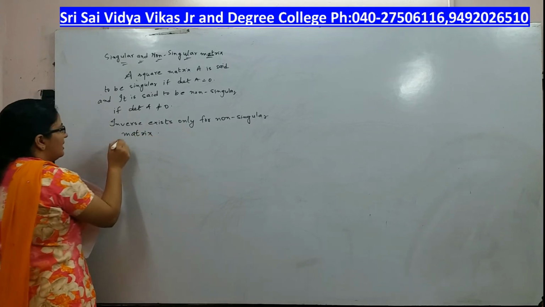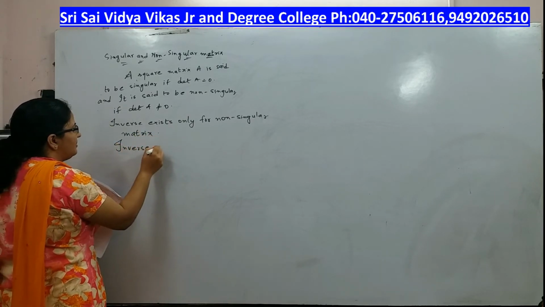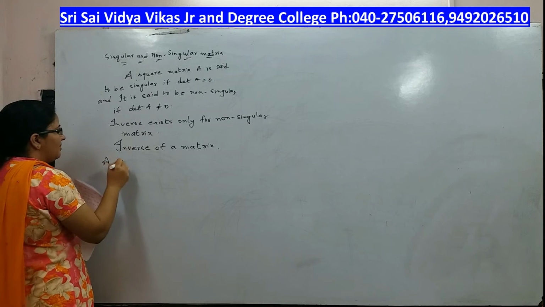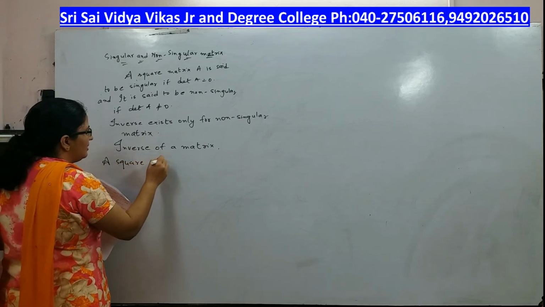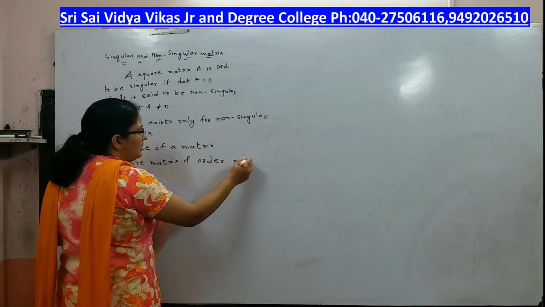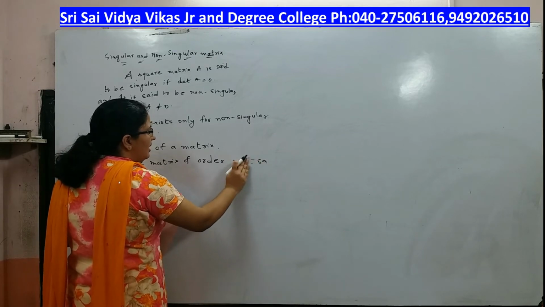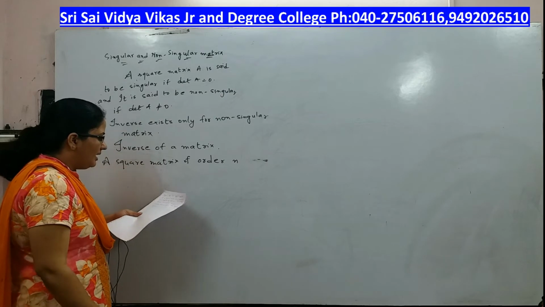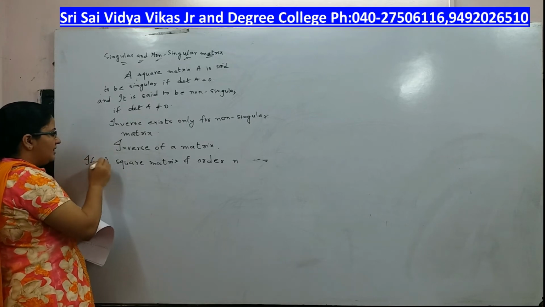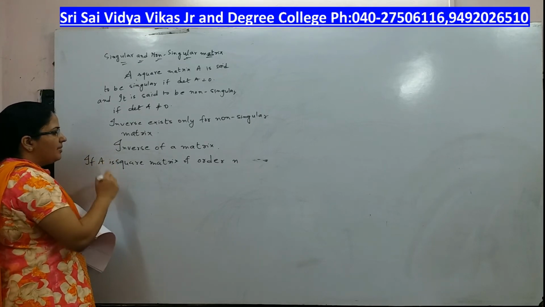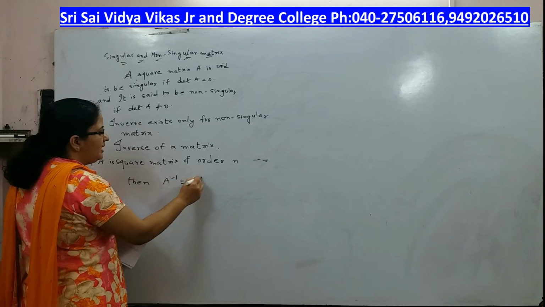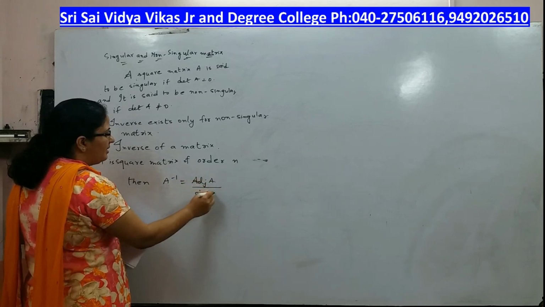Next one is inverse of a matrix. If A is a square matrix of order n, then A inverse is equal to adjoint A by det A.